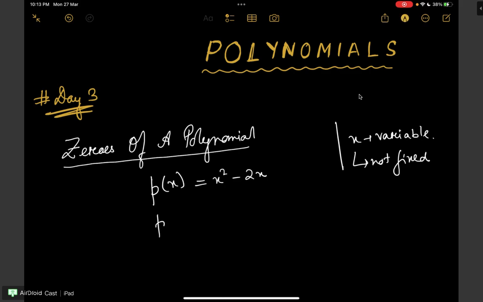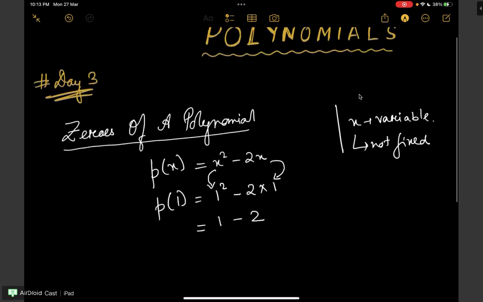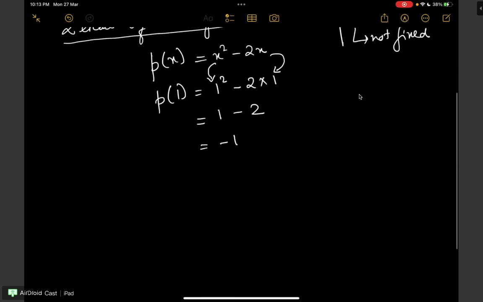Let's put the first value as 1. Now if I put 1 in place of x, what will we get? 1 square minus 2 into 1. Here in place of this x I am putting 1, and in this place of this x also I am putting 1. So what will be the result here? 1 square is 1 minus 2 ones are 2. So what are we getting? 1 minus 2 is how much? It is minus 1. Now similarly we can put different values in place of x.